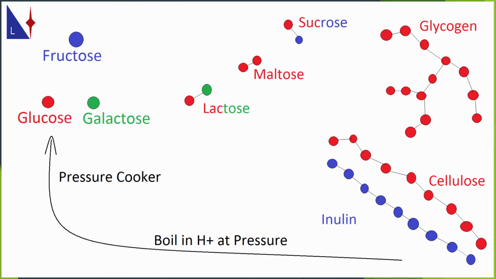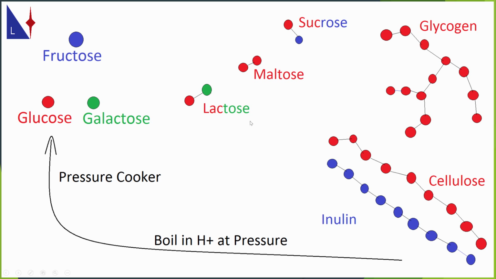Now coming to different carbohydrates, these are examples of some of the carbohydrates. This one in blue is fructose. This is a monosaccharide. This is glucose with red, and in green we have galactose. All these three are monosaccharides.